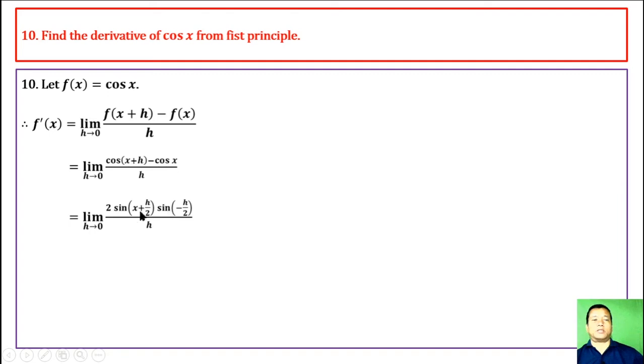Subtract, using the difference of cosines formula, we get this. Rearrange, minus 2 sine of h by 2 into sine of x plus h by 2, limit h tends to 0. Using the formula limit of sin x by x as x tends to 0 equals 1, we get minus sin x.